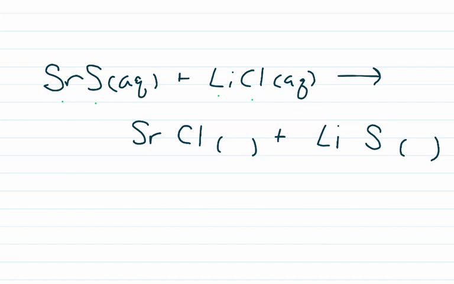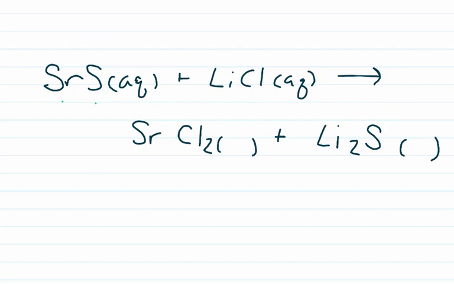Since these are ionic compounds, we need to check their charges to make sure they balance. Strontium is 2 plus and chlorine is 1 minus. So we need 2 chlorines to cancel out that strontium. Lithium is 1 plus, sulfide is 2 minus. So we need 2 lithiums to cancel out that sulfide.